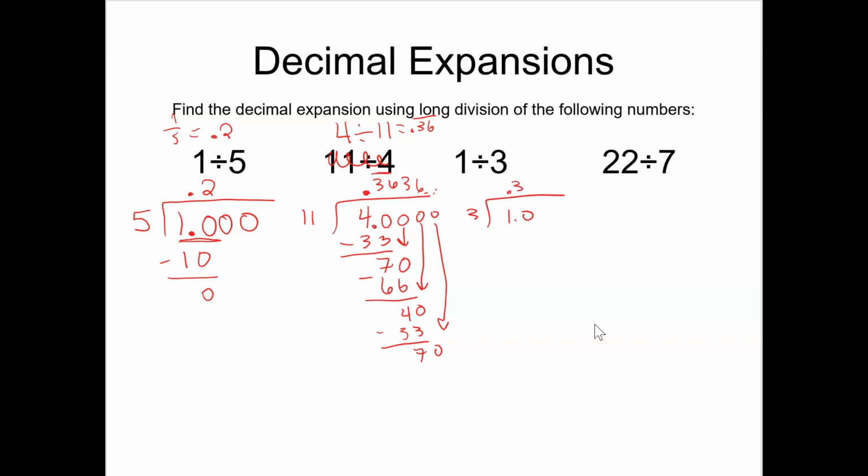1 divided by 3. Well, that goes in 3 times. Make sure the decimals line up. You get 9. You get a 1 back. Okay, wait, we've already done 10. We're going to have to do it again. 3 times 3, 9. I'm seeing a pattern here, and you can see that it's going to be 0.33333 repeating.